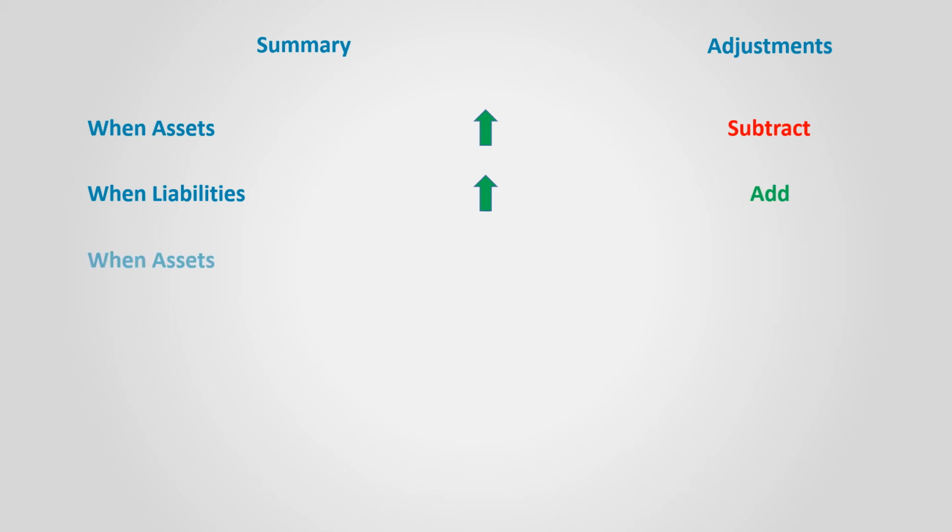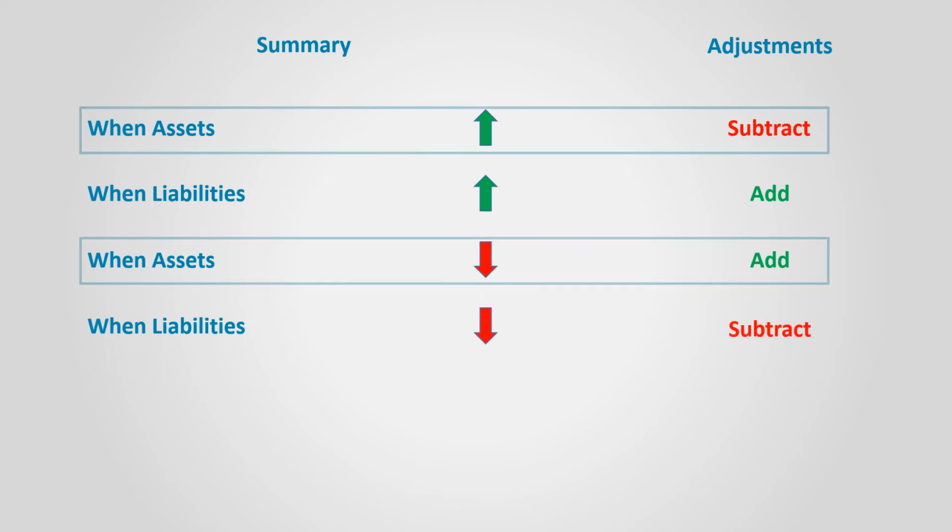The summary of the adjusting rules to net income up till now is as follows. When assets increase, we subtract. When liabilities increase, we add. When assets decrease, we add. When liabilities decrease, we subtract.